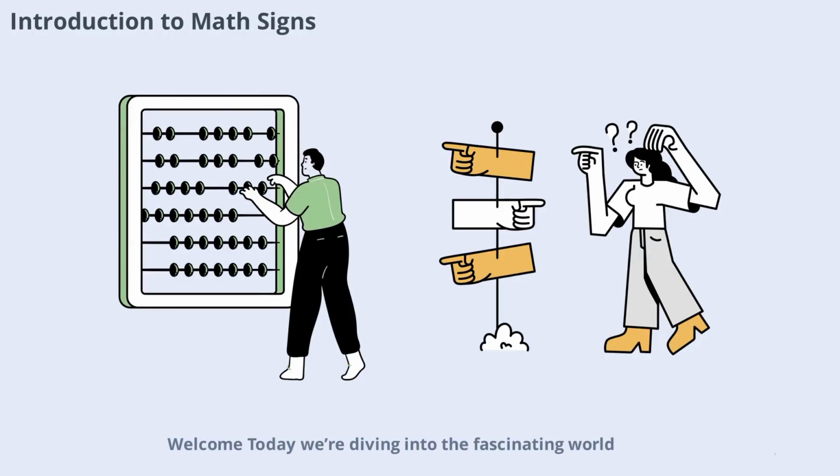Welcome. Today we're diving into the fascinating world of positive and negative signs in mathematics. These tiny symbols, plus and minus, play a huge role in how we understand numbers and solve problems. Whether you're adding, subtracting, or working with equations, knowing how to interpret these signs is essential. In this video, we'll break down what positive and negative signs mean, how they affect calculations, and why they're so important in everyday math.